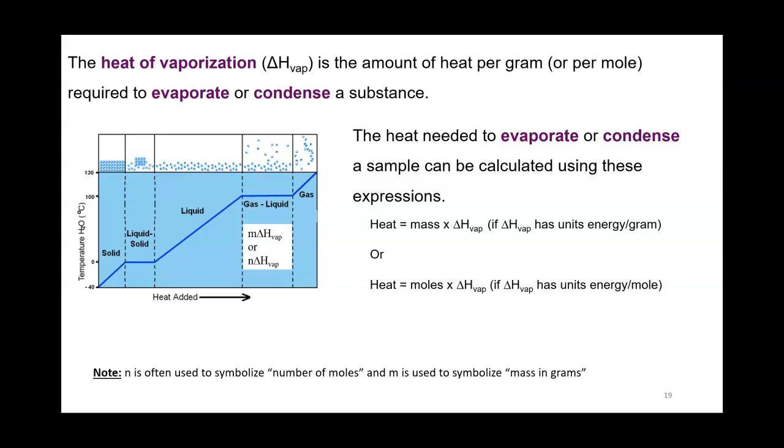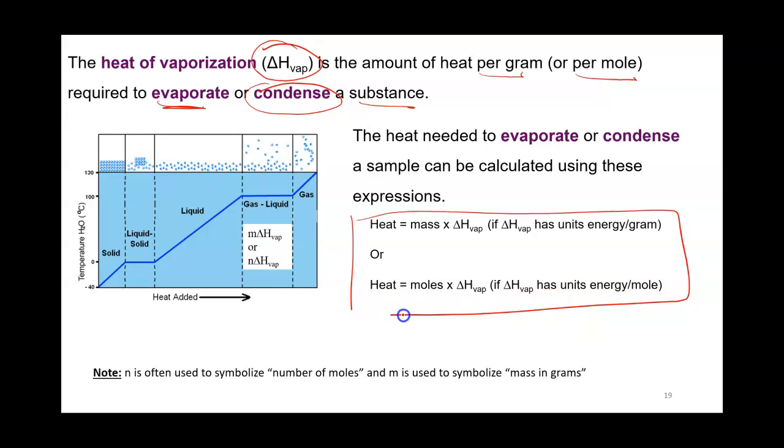The heat of vaporization has this symbol, and that is the amount of heat per gram, or sometimes per mole, required to evaporate a substance. And it should be pointed out that this is also the amount of heat that would be released when a substance condenses. So the heat needed to evaporate or condense a sample can be calculated using these two expressions, and the expression that we use depends upon the units that are given for the enthalpy, the heat of vaporization.